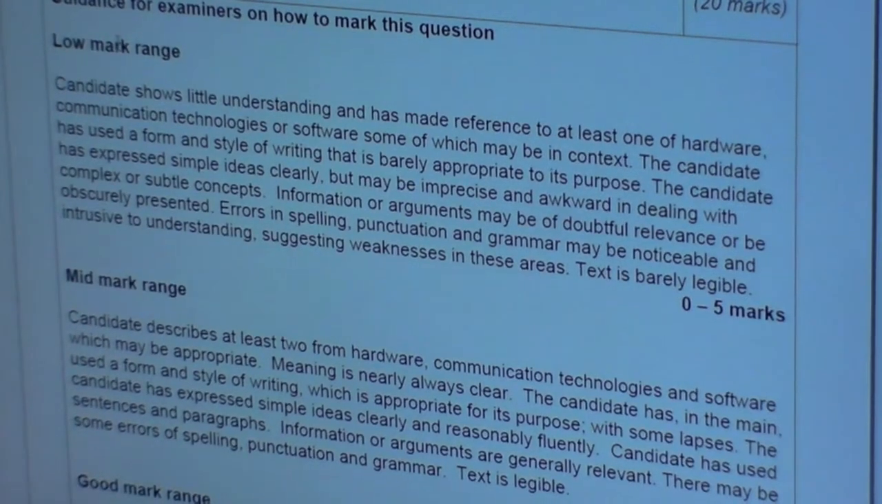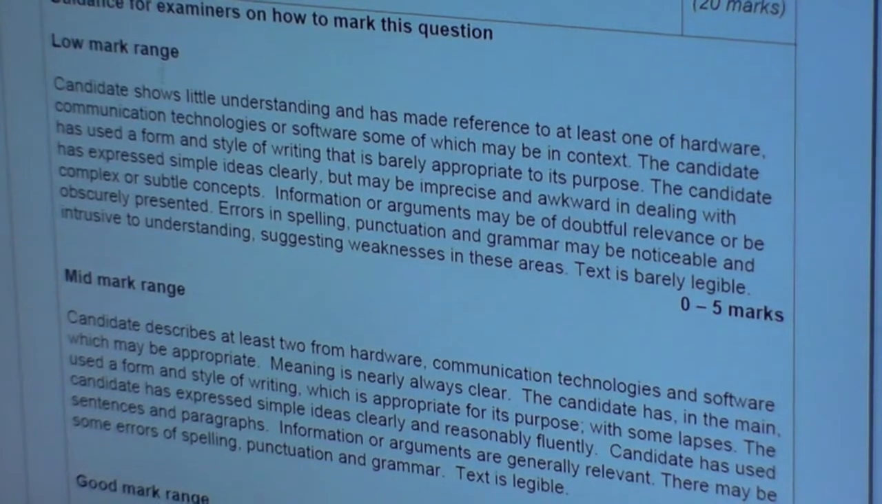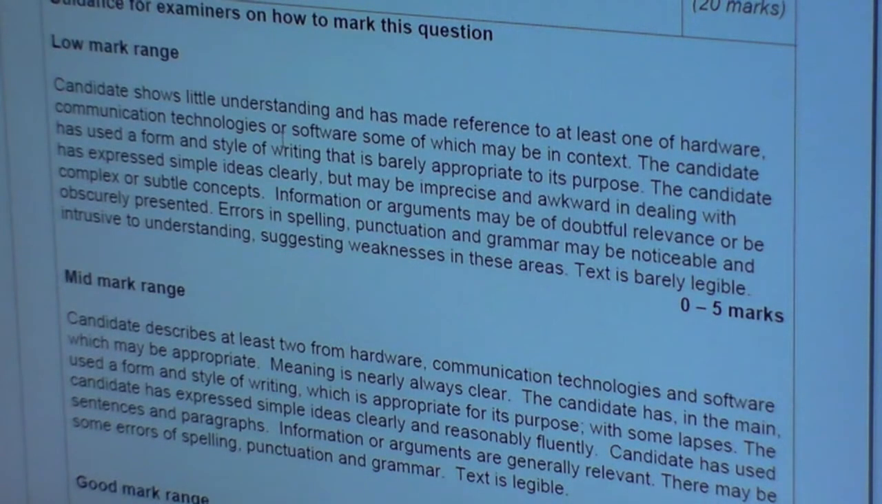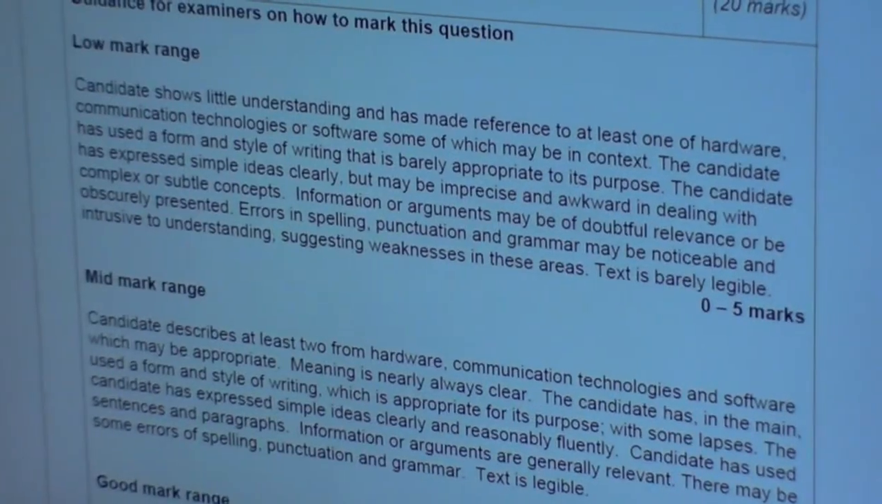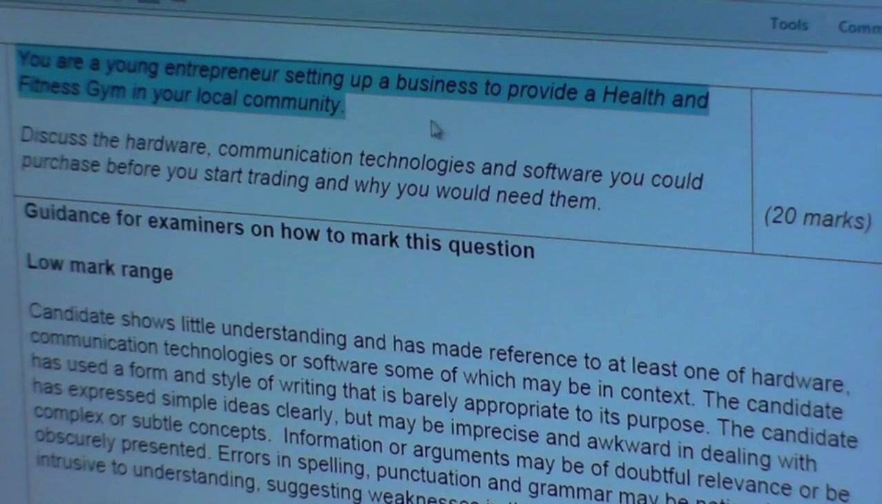We are recording. Okay, before we go through the assessment of your own essays, what I'm going to do is just very quickly go through the marking and how we mark an essay. So what we'd do, obviously, make sure you understand the question first, the context, the fact that you're a young entrepreneur, in this case setting up a business to provide a health and fitness gym in your local community.